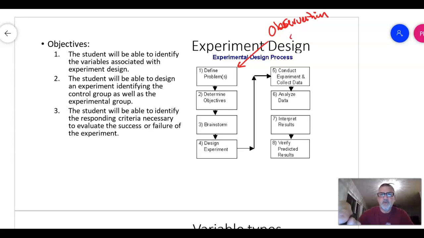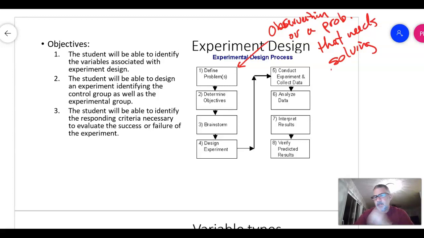An observation or a problem that needs solving. So we're going to determine objectives. So what do we want to accomplish in this? We can brainstorm. We can do what's called fishbone, right? And we'll talk about that later.